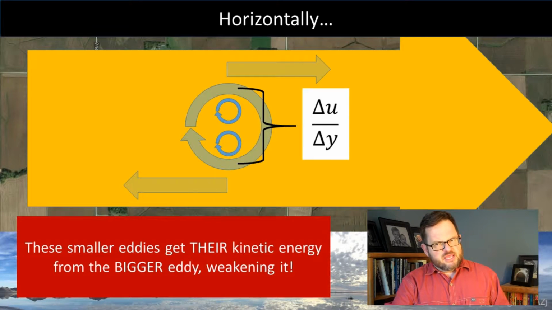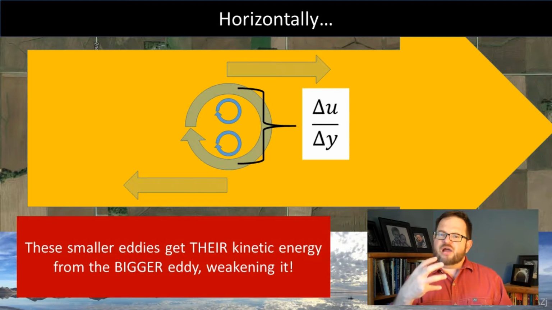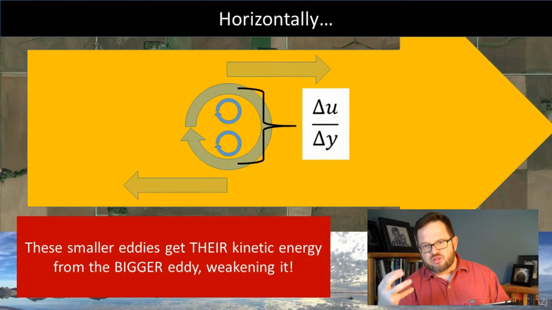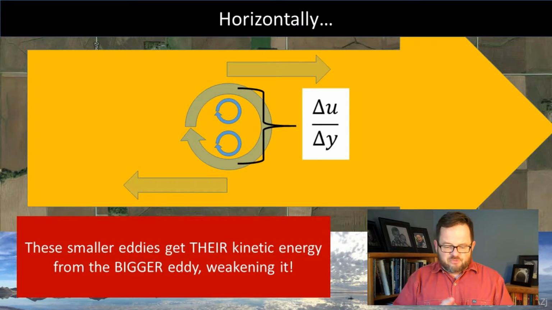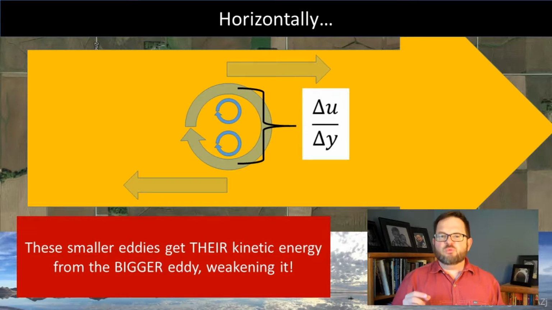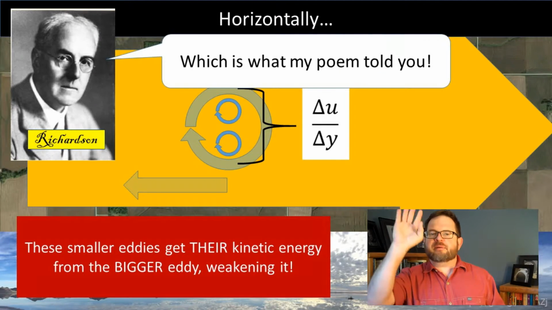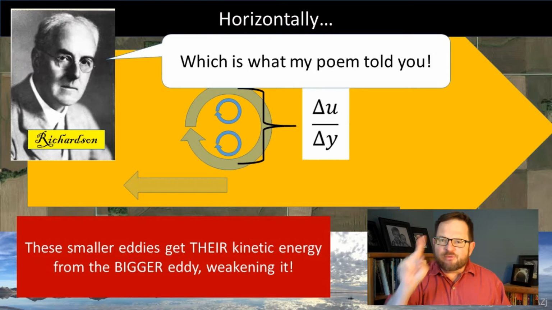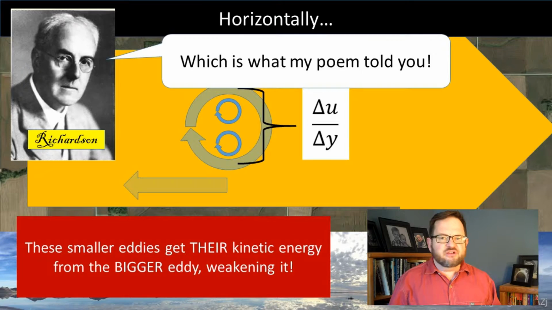Of course, where did the bigger eddy get its kinetic energy? From the mean flow. See how we're passing kinetic energy down to smaller and smaller scales of eddies each step of the way. And of course, we could just keep repeating this process as many times as we wanted to, looking at smaller and smaller eddies, and Richardson would come by and say, excuse me, isn't that what my poem just told you? That the bigger whorls have lesser whorls that feed on their velocity?